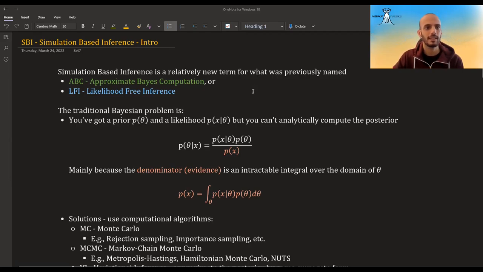But this is kind of the new term, which also sometimes may refer only to the new algorithms, I'm not sure. But I'm going to call all these algorithms SBI, simulation-based inference.